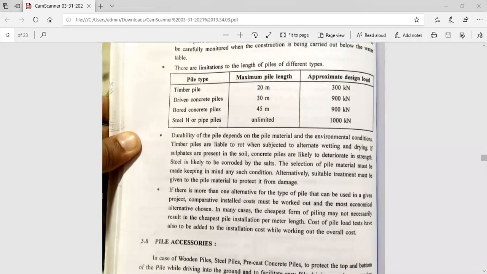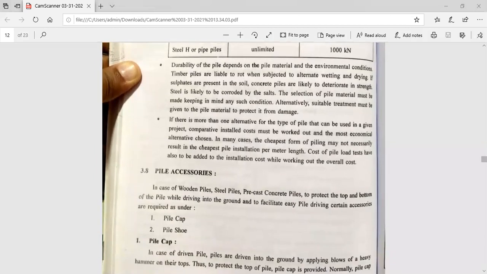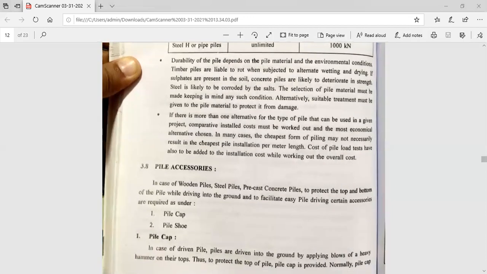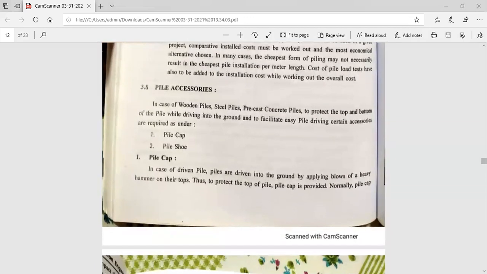Right? So if there is more than one alternative for the type of pile that can be used for a project, comparative installation cost must be worked out and the most economical alternative chosen. Right. So the cost of pile load test must also be added to the installation cost while working out the overall cost.